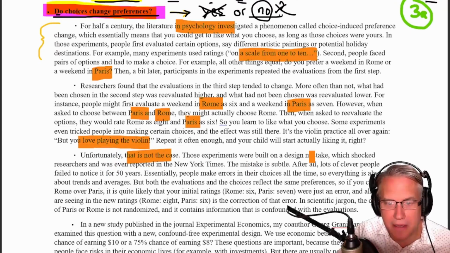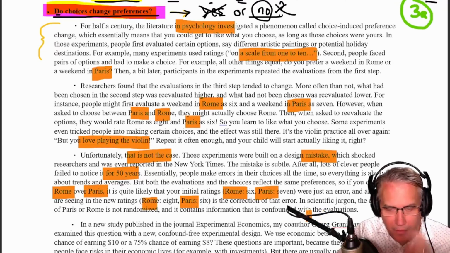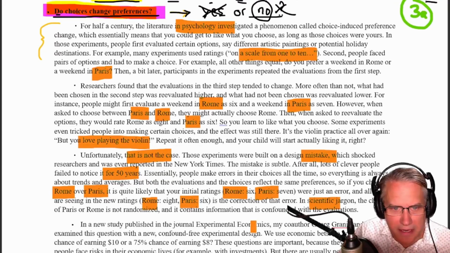Not the case. So something negatively. Something is a mistake. Something for 50 years. I don't know. Again, research, dealing with research. Rome again, Paris again. What? Rome, Paris. Why? I don't know. But something about scientific. Oh, I did see the word errors there.